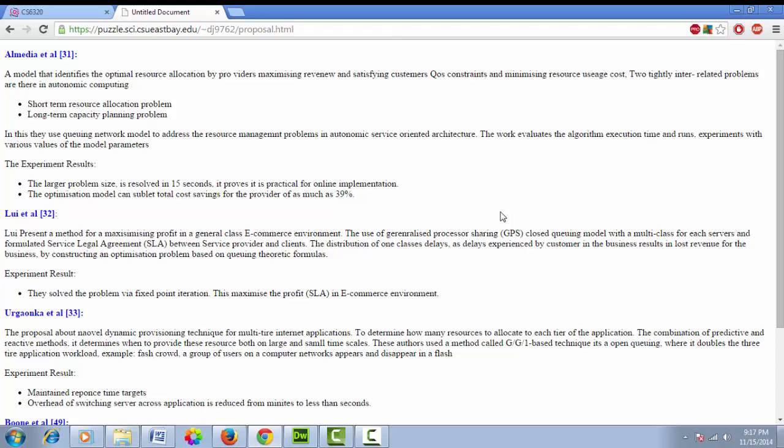But there is a disadvantage: the delay experienced by the customer results in loss of revenue for the business. For this, they constructed an optimization problem based on queuing theoretic formulas, and the final experiment result is that they solved the problem via fixed point iteration. This maximizes the profit of the SLA in an e-commerce environment.